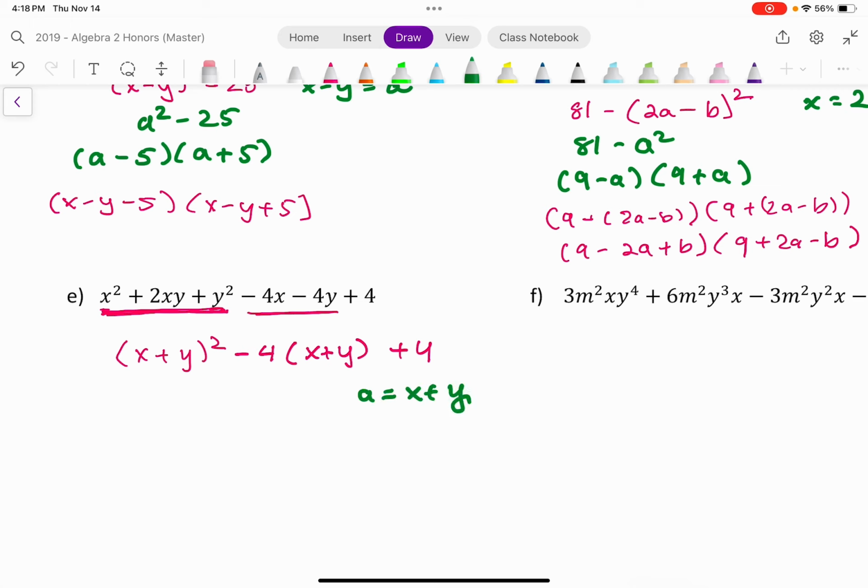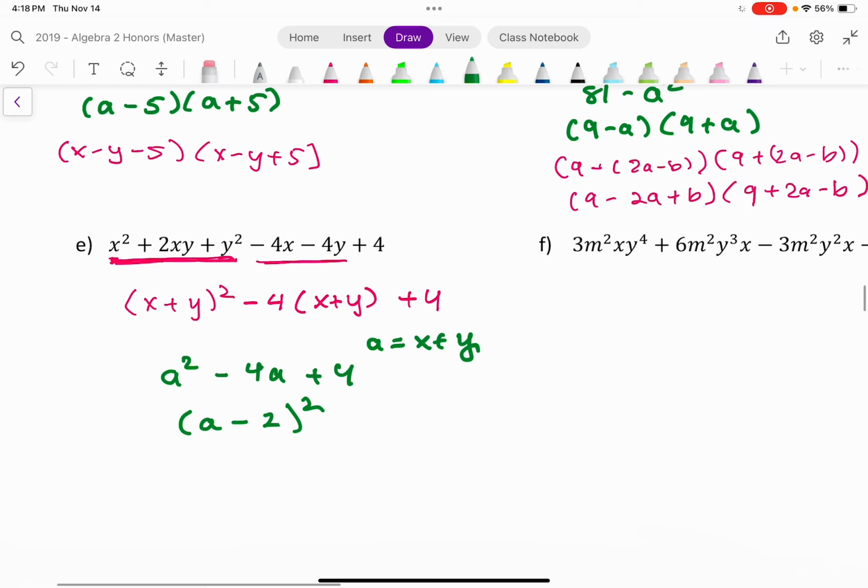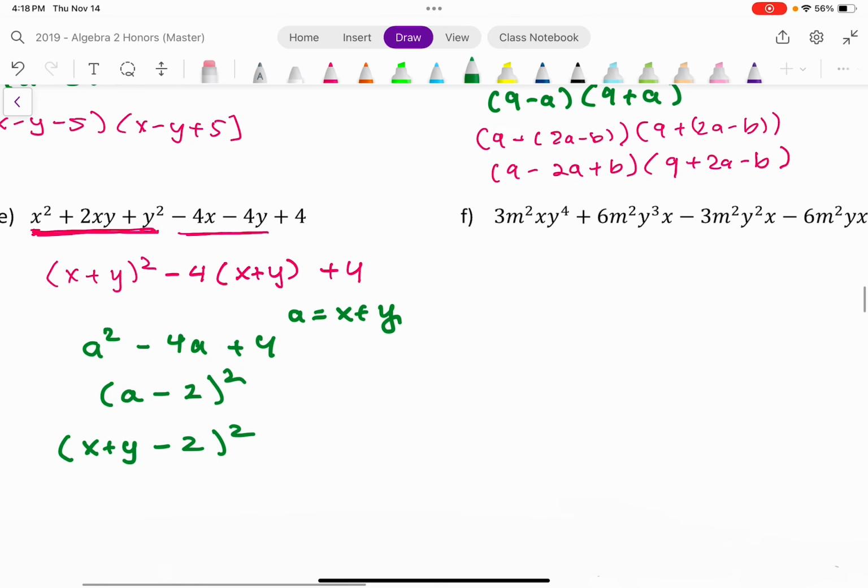I'm going to use a temporarily. That gives me a squared minus 4a plus 4. Oh, wait, that's a perfect square trinomial, I think. Take the square root of a, sign of the middle, square root of 4 is 2, squared. Take the product and double to double check. Yeah, it works. Oh, but a was x plus y, so I'm going to substitute that back in. Okay, that factors. So if you multiply, you could try it on a piece of scrap paper. Multiply that out, you should get what we started with in E.